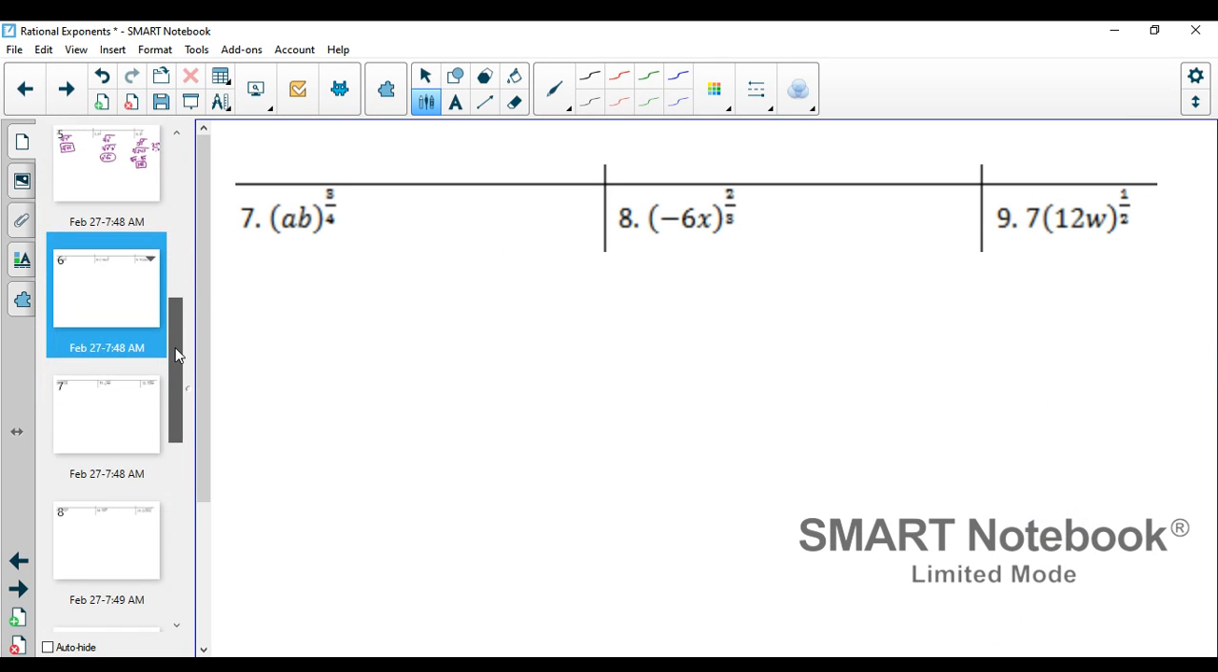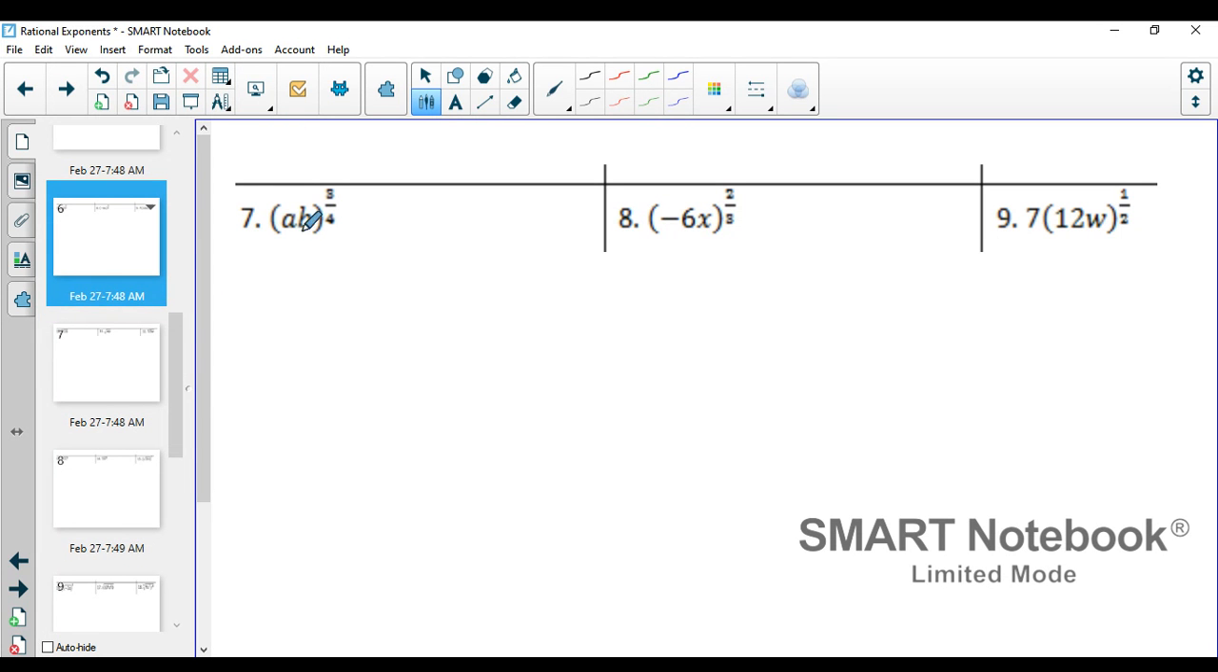All right, so for number 7, there's a slight difference. You notice there's parentheses around the AB, which means the 3/4 belongs to both the A and the B. So what we're going to do is make this AB cubed, because the numerator is the exponent, and then it's the fourth root of all of that. If we want, we could also write it as A cubed and B cubed separately underneath the radical sign. I will accept either because we couldn't simplify it any further, so we're good to leave it that way.